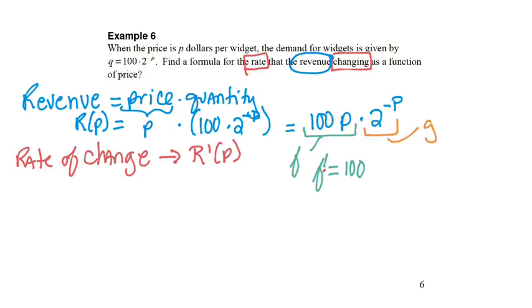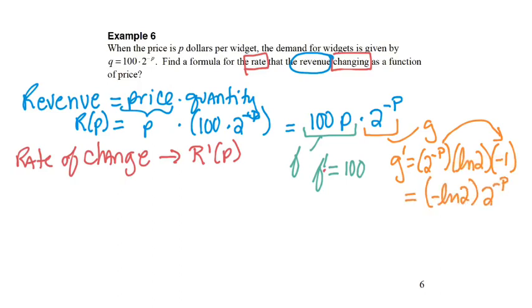Our G function is the exponential piece, and so when we take a derivative of an exponential, if you remember, we copy the exponential, take the natural log of the base, and take the derivative of the exponent. And when we go to clean this up, we're multiplying negative 1 times the natural log of 2. So we may write this negative natural log of 2 times the exponential piece. So now we're ready to take the derivative R prime.